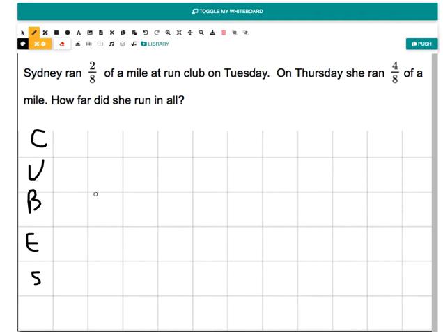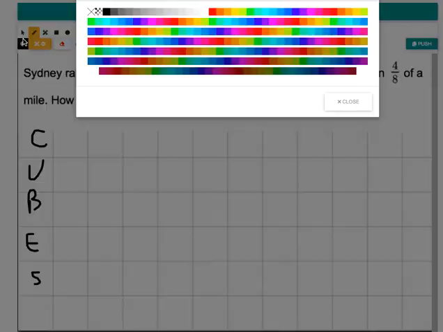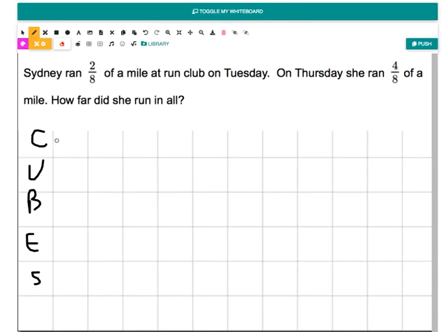All right. So Sydney ran 2/8 of a mile at Run Club on Tuesday, and on Thursday she ran 4/8 of a mile. How far did she run in all? So we're going to go through our steps again. Our first step is to circle our numbers. So I'm going to circle my fraction 2/8, 4/8. Like we did in the last one, we're going to write our fractions next to it so that we know we circled them. Our next step is to go ahead and underline the question. So how far did she run in all? Then we're just going to put a little check next to it.